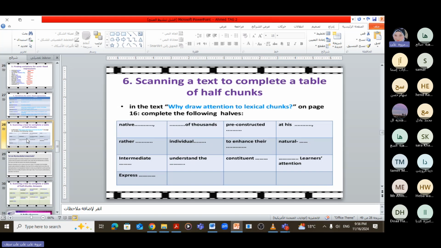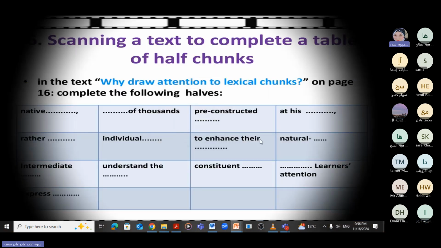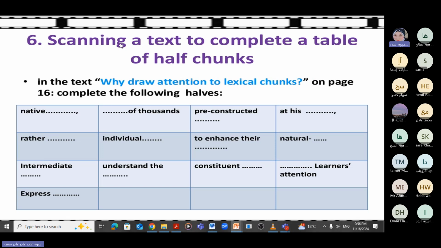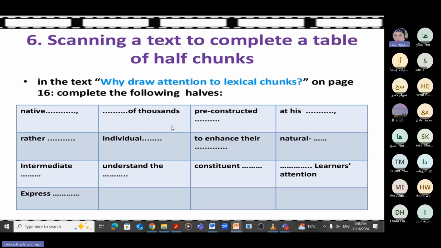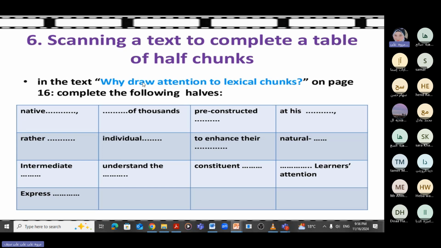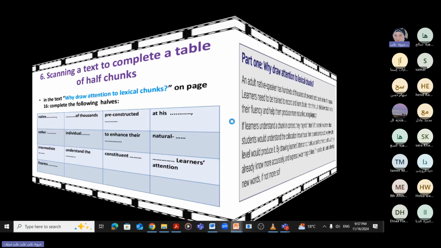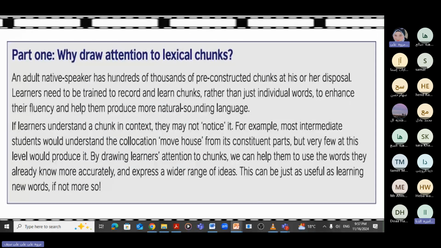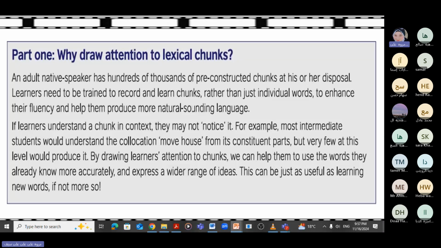So here in this activity, or the technique that we have according to the lexical approach, we can ask the students to scan a text. When I say scan a text, this means read for details, read carefully, to complete a table of half chunks. I guess my colleague Miss Hind said something about this activity in the first discussion of the techniques themselves. So we have here parts of collocations or chunks, and we have the text, this one that you read earlier. Why draw attention to lexical chunks? We will read it again very fast if you have it. Maybe you take a screenshot and you have it on the group, and then you complete this one.